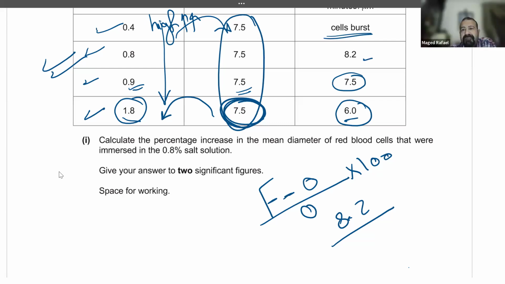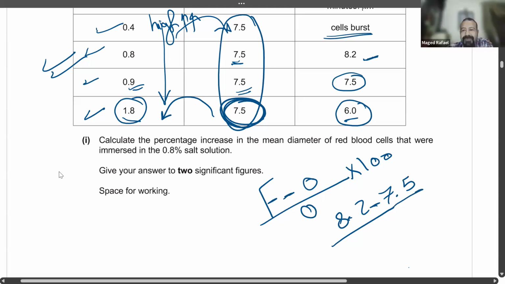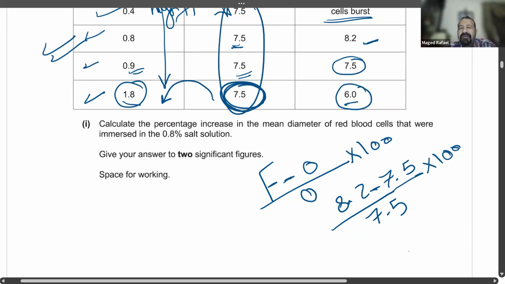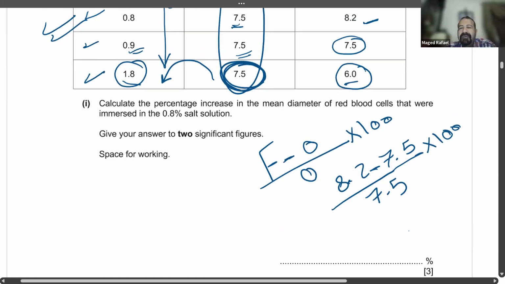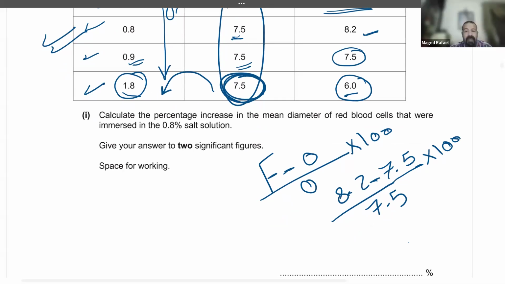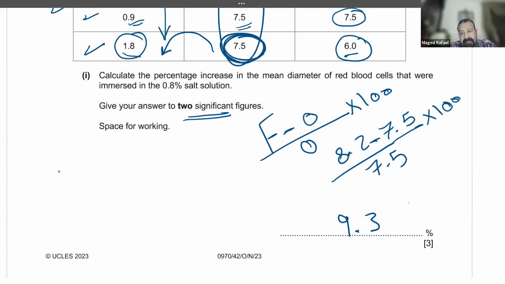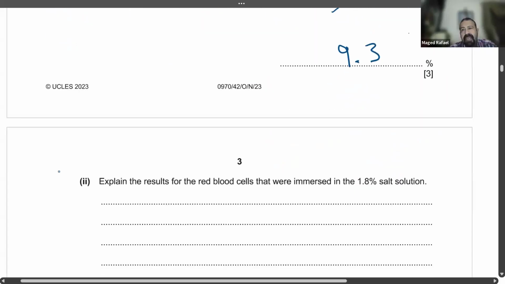No, this is the final mean diameter. And this is the original. Divided by the original times 100. Okay, so 8.2 minus 7.5 divided by 7.5 times 100. And please don't forget that he wants the answer to two significant figures. So the answer will be 9.3%.